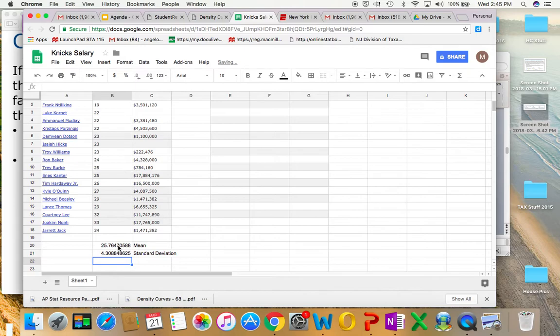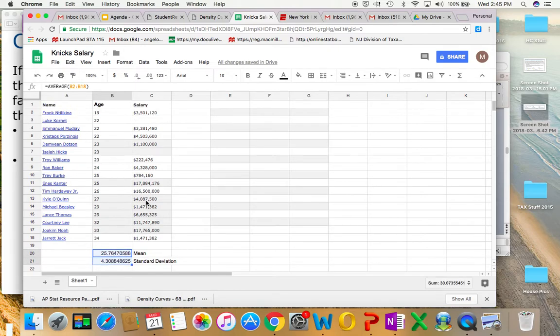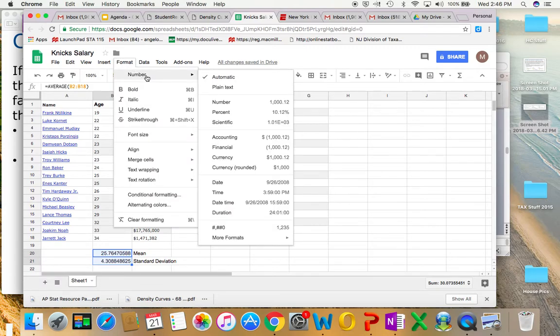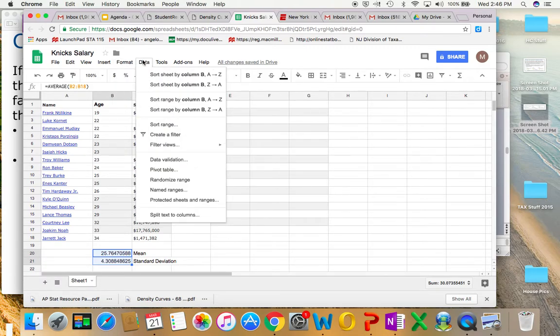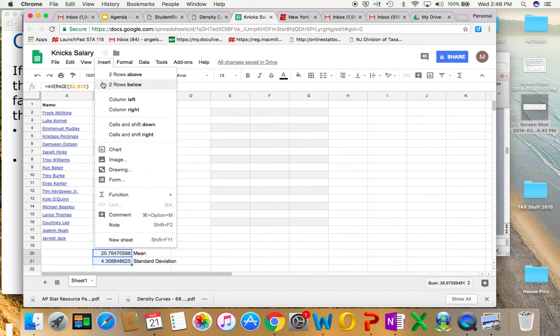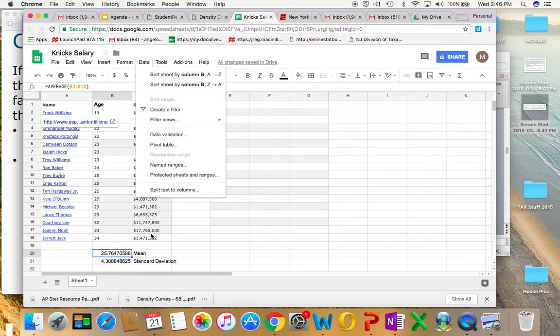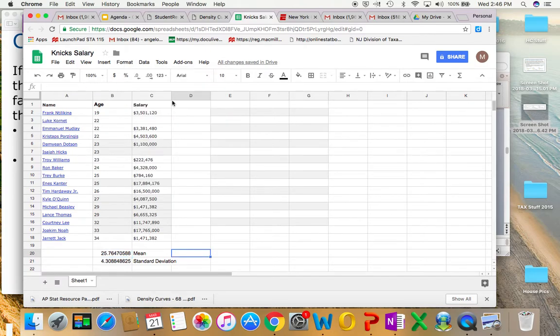And it's 4.3. Okay, I'm going to round, just for the sake of this exercise, since it's the first time that we're looking at these values, I'm going to round these to the nearest number. Okay, so there is a way to do this. Insert format. I think it's under data. Well, you know what? To save a little bit, let's just write it off to the side here.